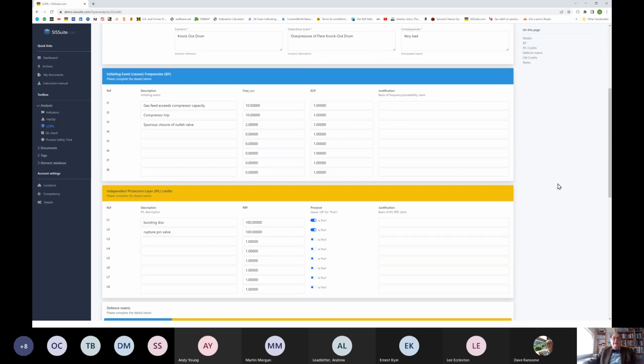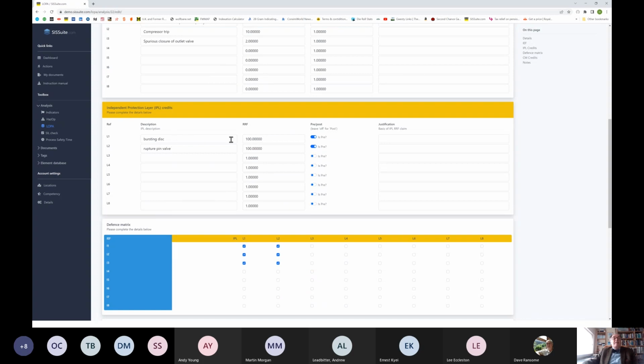So I'm not changing anything here except for this little switch, because the key point in this example is that you would normally expect mechanical relief to be invoked after an instrumented trip. Normally you would expect a pressure trip to arise before your bursting disc blew. And so with this switch, we can specify whether these independent protection layers are invoked before or after the SIF. Is it pre or post the SIF operation?